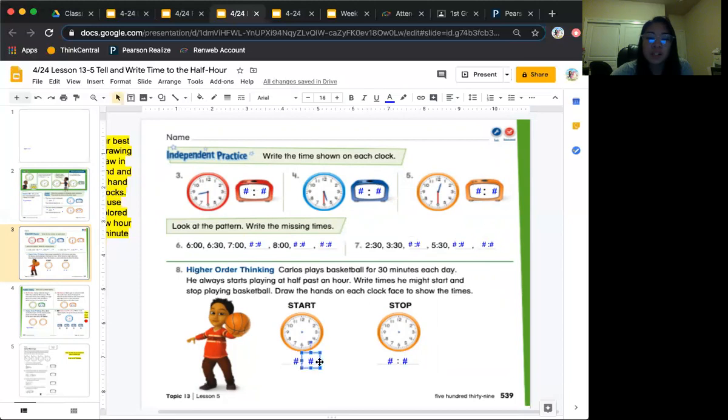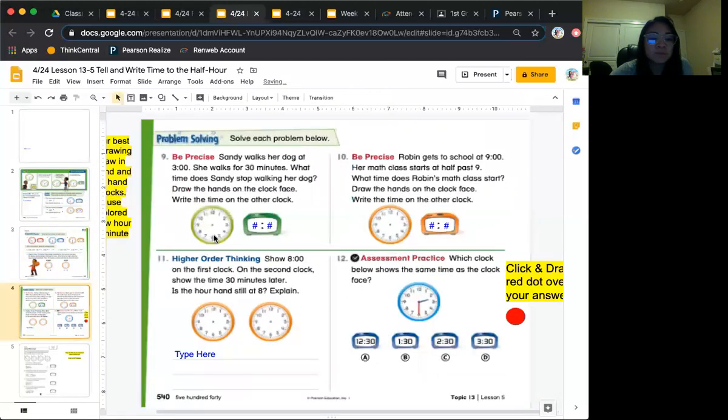Well, I'll read to you the back side of the last page. Sandy walks her dog at 3 o'clock. She walks for 30 minutes. What time does Sandy stop walking her dog? Draw the hands on the clock face. Write the time on the other clock.